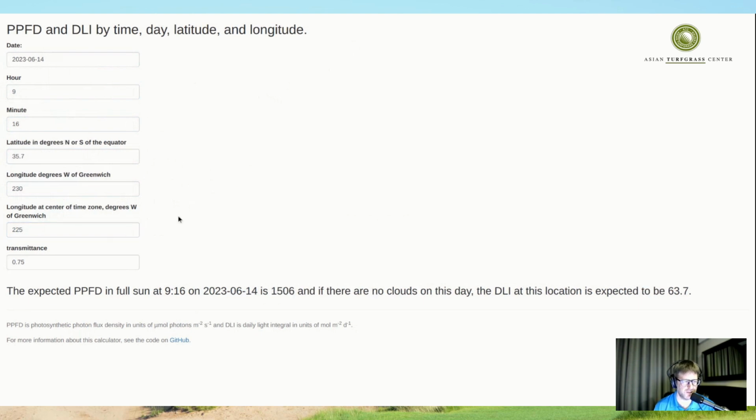Anyway, if you're hearing me kind of stumble through this, or if you're watching me kind of guess at what these numbers should be, you can realize that this particular calculator has a nice opportunity for improvement by just saying, please input your longitude and let the calculator figure this out for you.